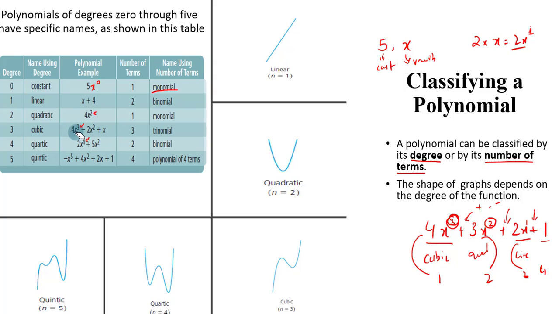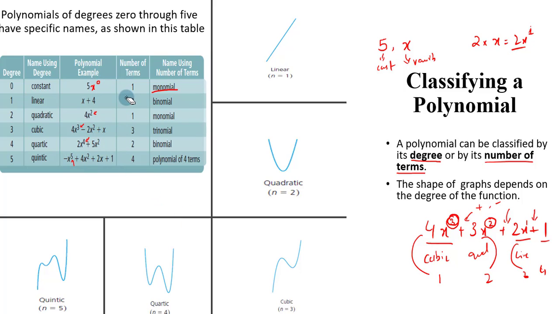But if you're looking at the individual terms, like in this case, we can name them individually as well based on their degree. But overall, if you are naming the function, you have to look at the highest degree. So this is quadratic, and this is quintic because we have a degree 5 here.